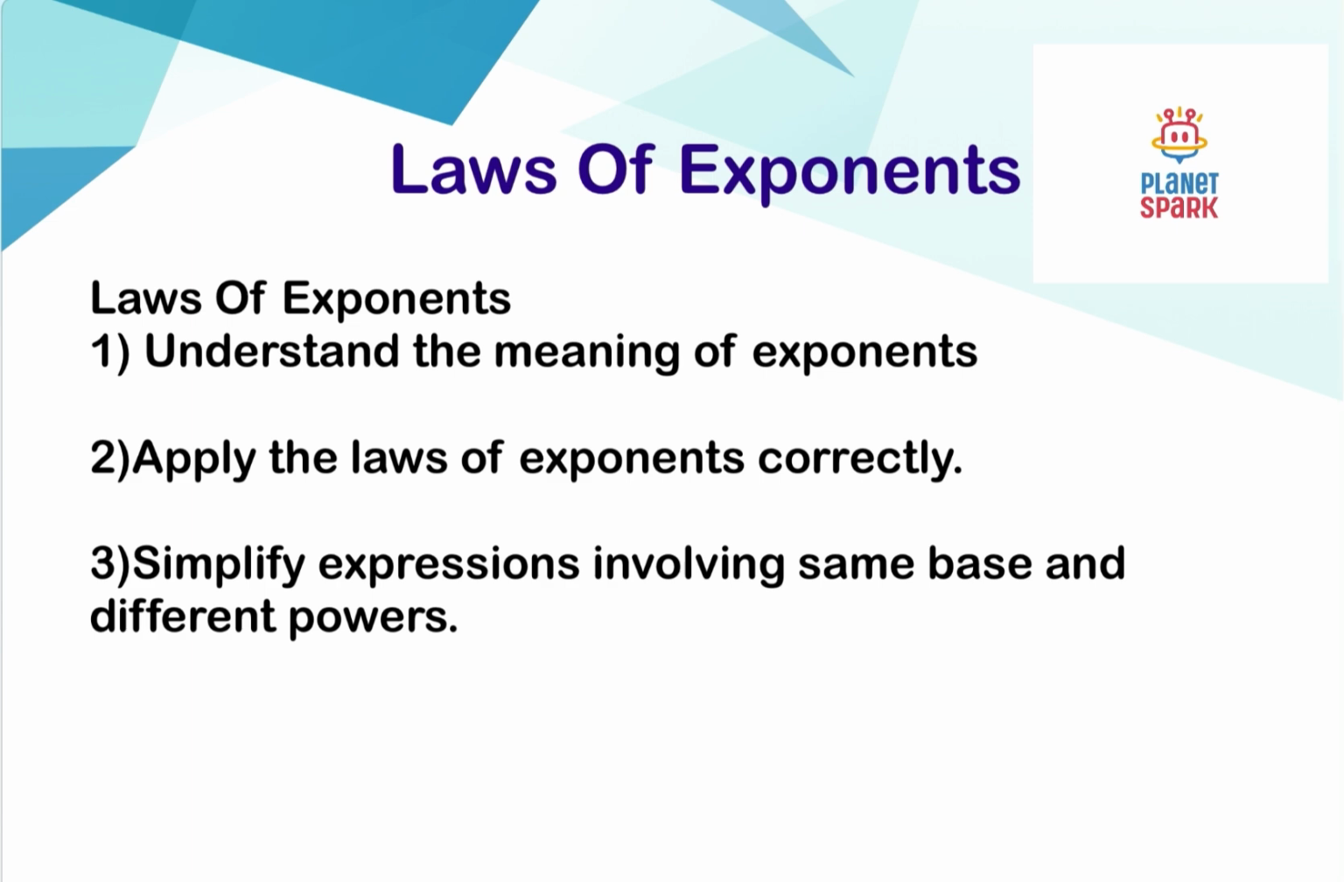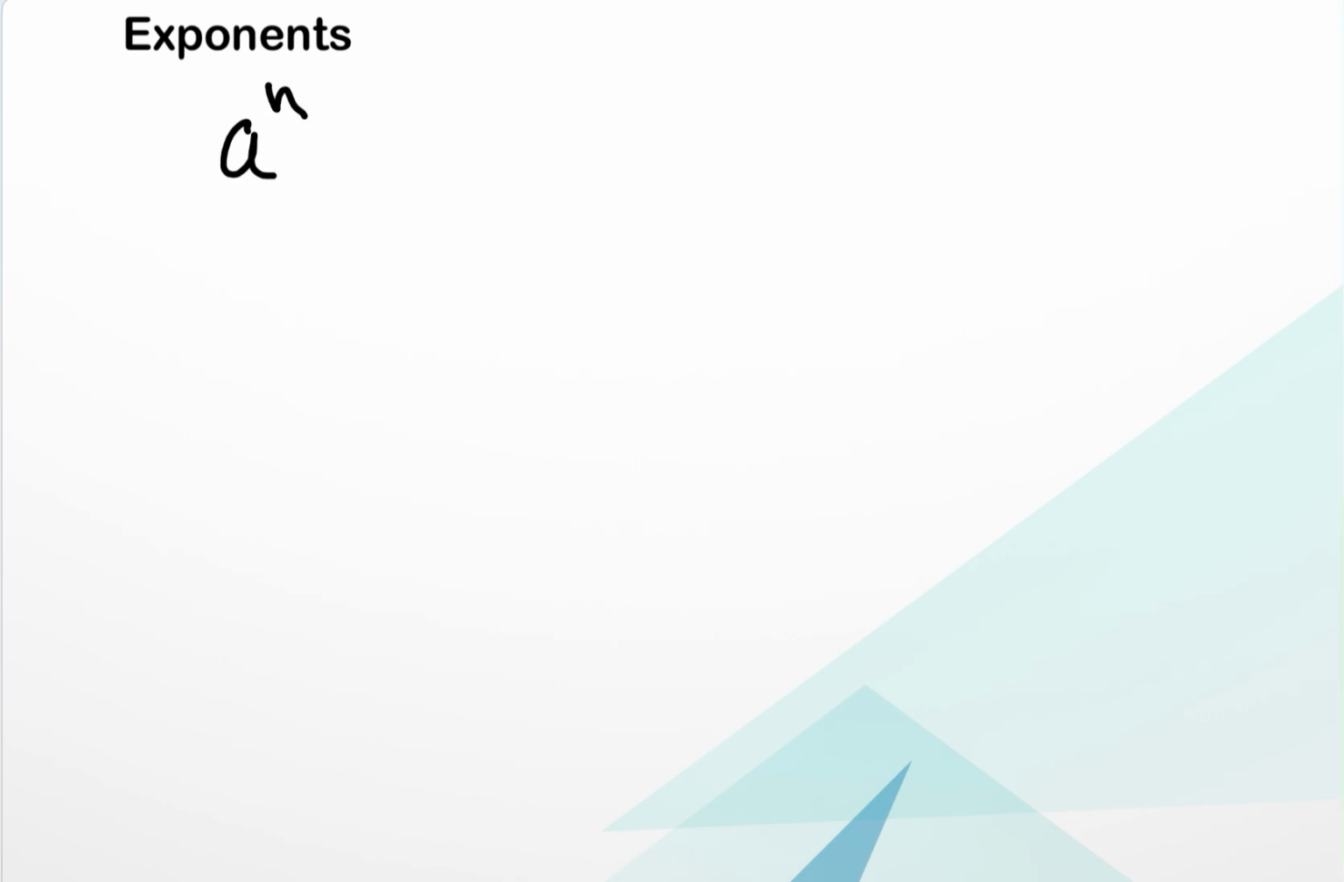We'll understand the meaning of exponents, we'll apply the laws of exponents and simplify expressions using the same base and different powers. Before we start, let's understand what an exponent is. If I write down a number as a raised to the power n, this means a is the base and n is the exponent. If I say n is the exponent or I say n is the power, it is the same thing, just two ways of saying it.